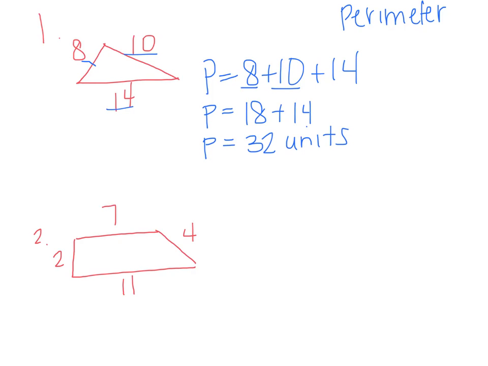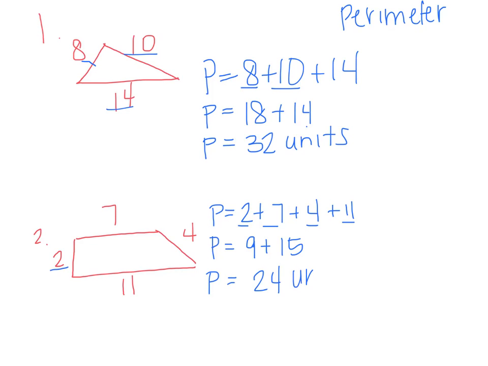Let's try to find the perimeter of this trapezoid now. So again, remember, we're just adding up all the sides. I'm going to start with the 2. So 2 plus 7 plus 4 plus 11. And this order doesn't matter. Wherever you start, just make sure that you have all 4 sides. So let's go ahead and add those up. I know that 2 plus 7 is 9, plus 4 and 11 is 15. So we get 9 plus 15. So our perimeter equals 24 units.